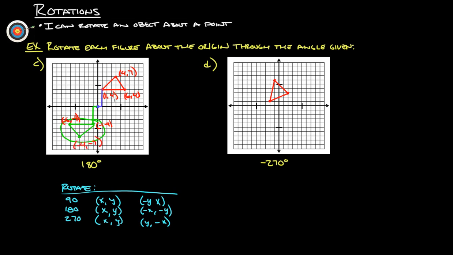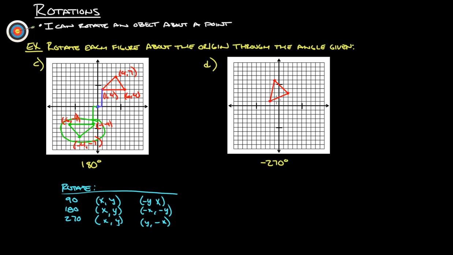Okay, so if you look at all these points here, 1, 4 turned into negative 1, negative 4. So look, 1, 4, negative 1, negative 4. You're basically putting the X and the Y in the same spot, but then switching the signs of each one. Okay, so that could be a little bit easier way to look at that.